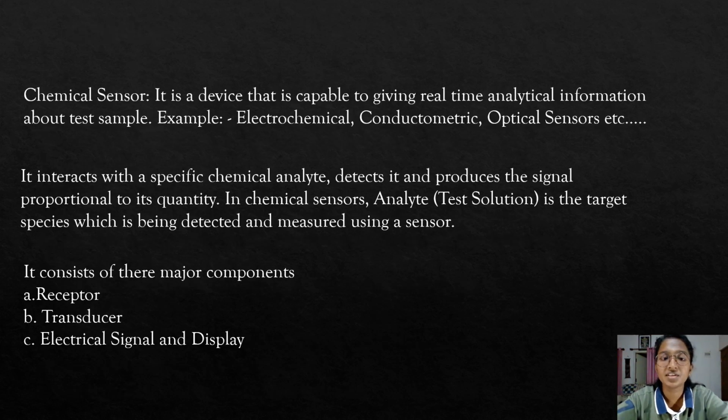Chemical sensor. It is a device that is capable to give real-time analytical information about test sample. Example, electrochemical, conductometric, optical sensors, etc. It interacts with a specific chemical analyte, detects it, and produces the signal proportional to its quantity. In chemical sensors, analyte, that is test solution, is a target species which is being detected and measured using a sensor. It consists of these major components that are receptor, transducer, and electrical signal and display.